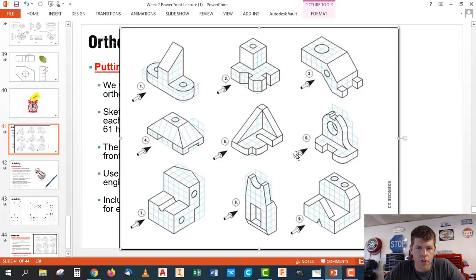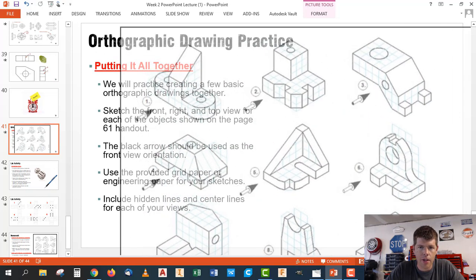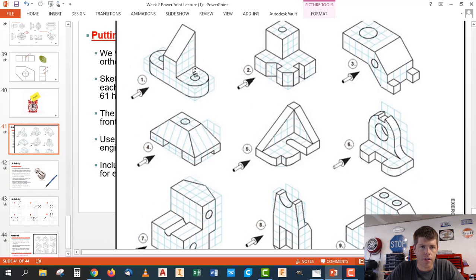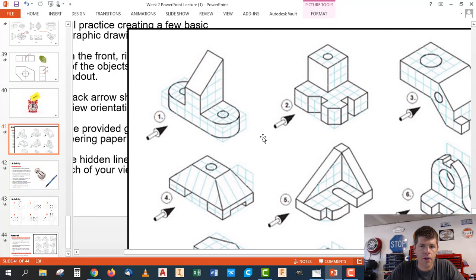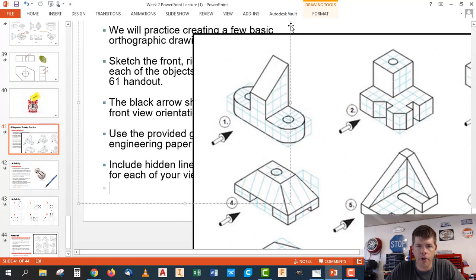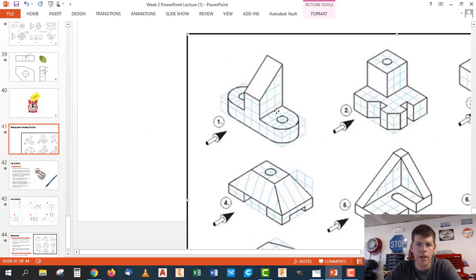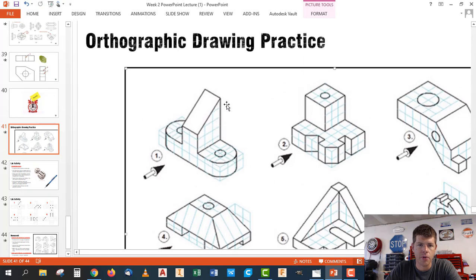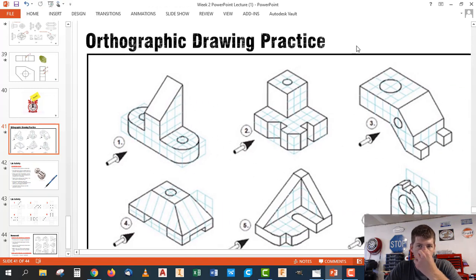Okay, so let's see if we can draw some of these things orthographically. So we're going to start with the easiest one off the sheet that I gave you guys, which is number 1. So I'm going to see if I can zoom in on these a little bit here. All right, so here's the first one. And they've done a little bit of the work for us already in telling us which part of this thing is supposed to be the front view. So if you look right here, you can see the arrow is the front view.